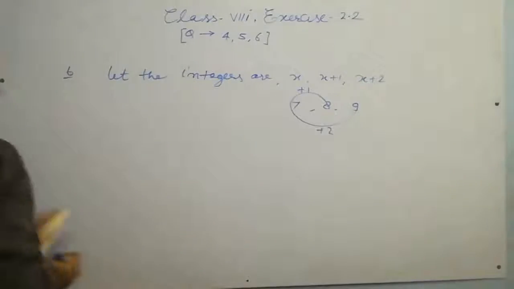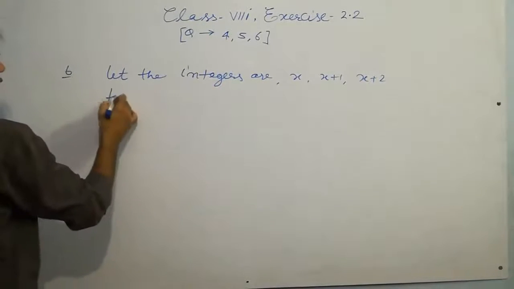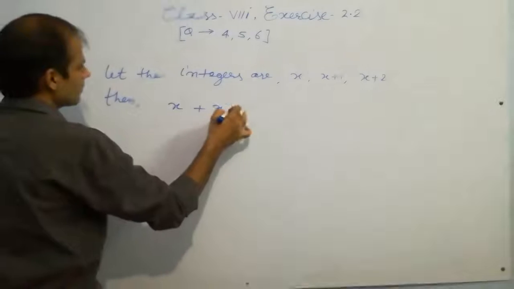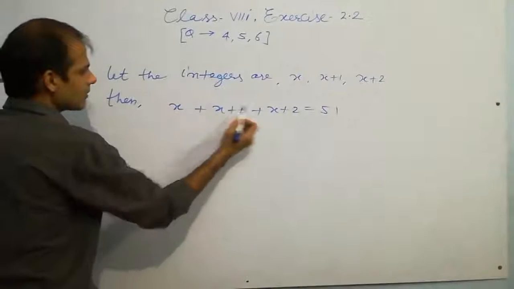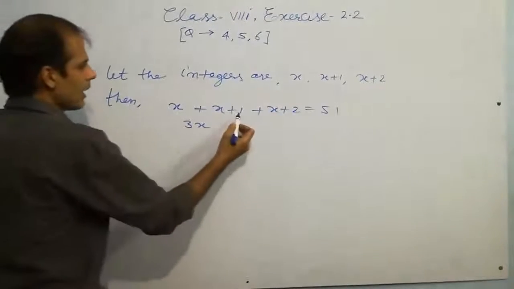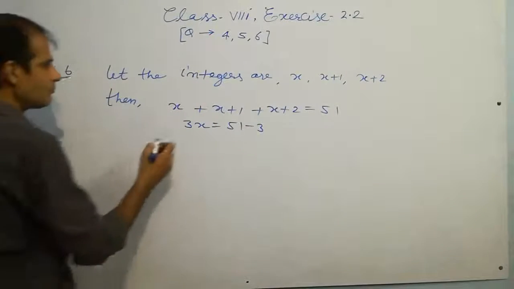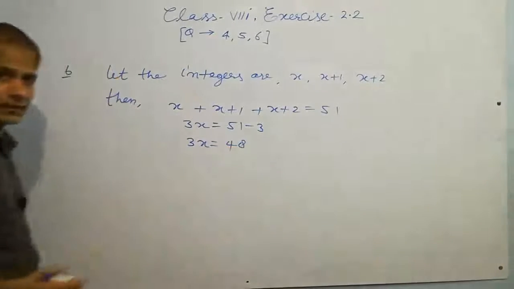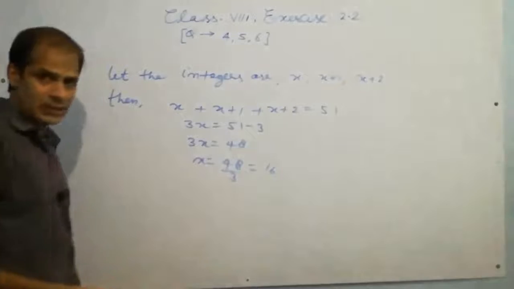Now we can write the numbers as x, x plus 1, x plus 2, and according to the question, the sum is 51. Sum of all these: x plus x plus 1 plus x plus 2 equals 51. Now x, x and x together make 3x, and 1 plus 2 is 3. So we will transpose 3 to the right hand side. 3x equals, what is the difference of this? It is 48. Okay, and x will be 48 upon 3, that is 16.